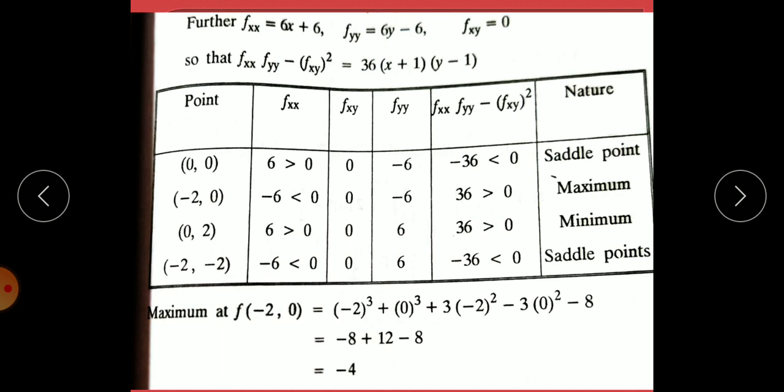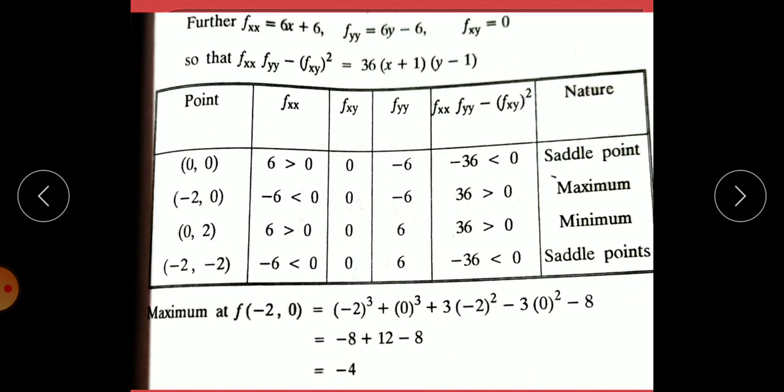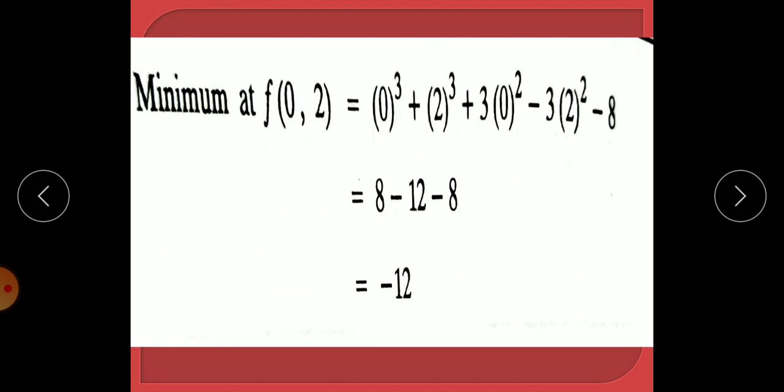So already I have given in the conditions there, where we are getting the minimum, and this is again less than 0, so it is a saddle point. So maximum at the place (-2, 0) only, and minimum at which place, (0, 2) only. So substitute and then get the answer.